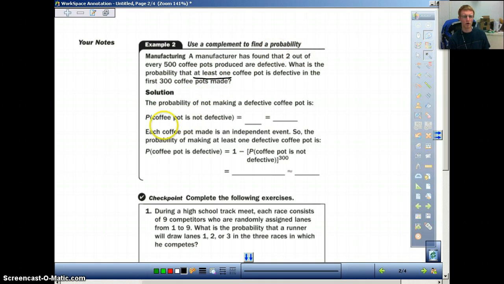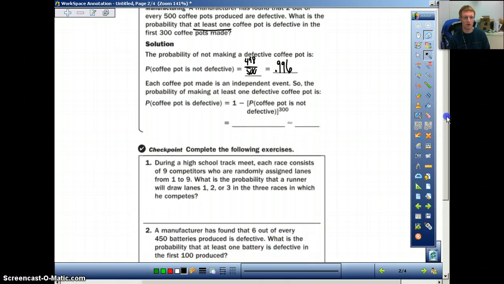So what we're going to do is find the probability of the coffee pot not being defective. Well, we look at this: 498 out of 500. That is the probability of it not being defective. So we start with that, and that gives us a decimal of 0.996. That doesn't mean that our probability is going to be 1 minus 0.996. We're not quite done yet.